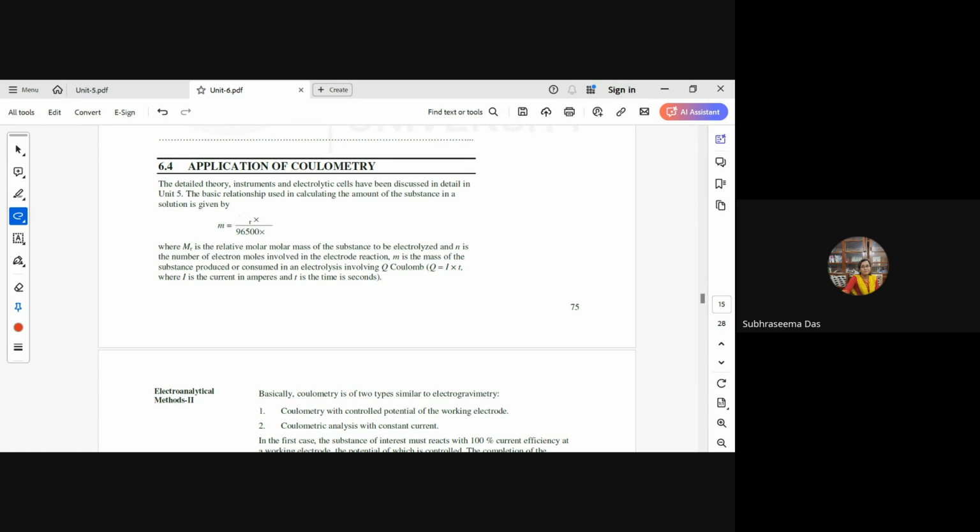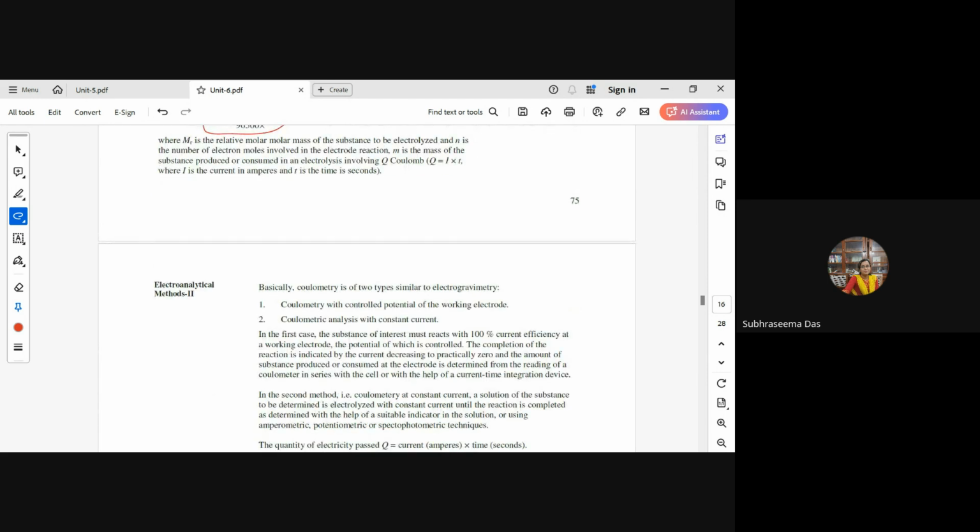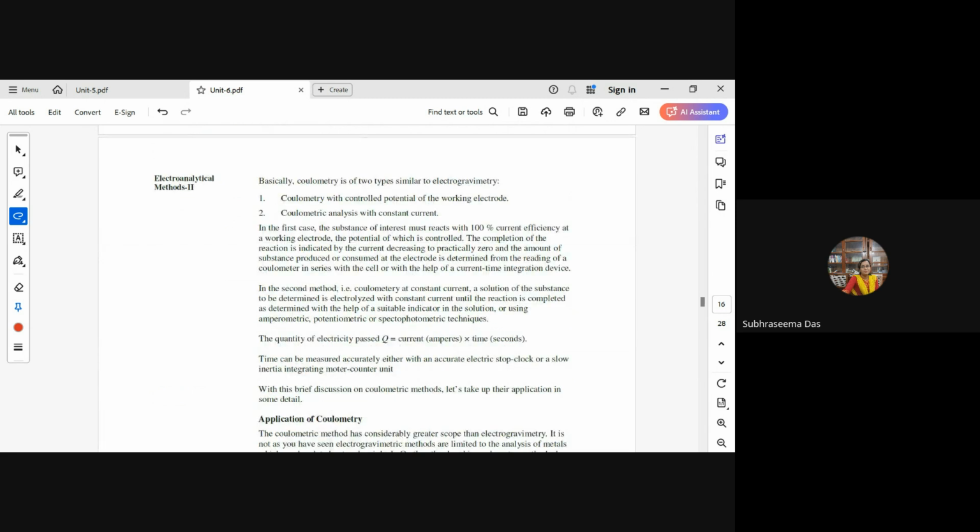Applications of coulometry. The basic relationship that we have studied earlier gives the mass deposited in this equation. Basically, coulometry is of two types: coulometry with a controlled potential, and coulometric analysis which can be performed with constant current. In the first case, that is coulometry with controlled potential, the substance must react with 100% current efficiency.